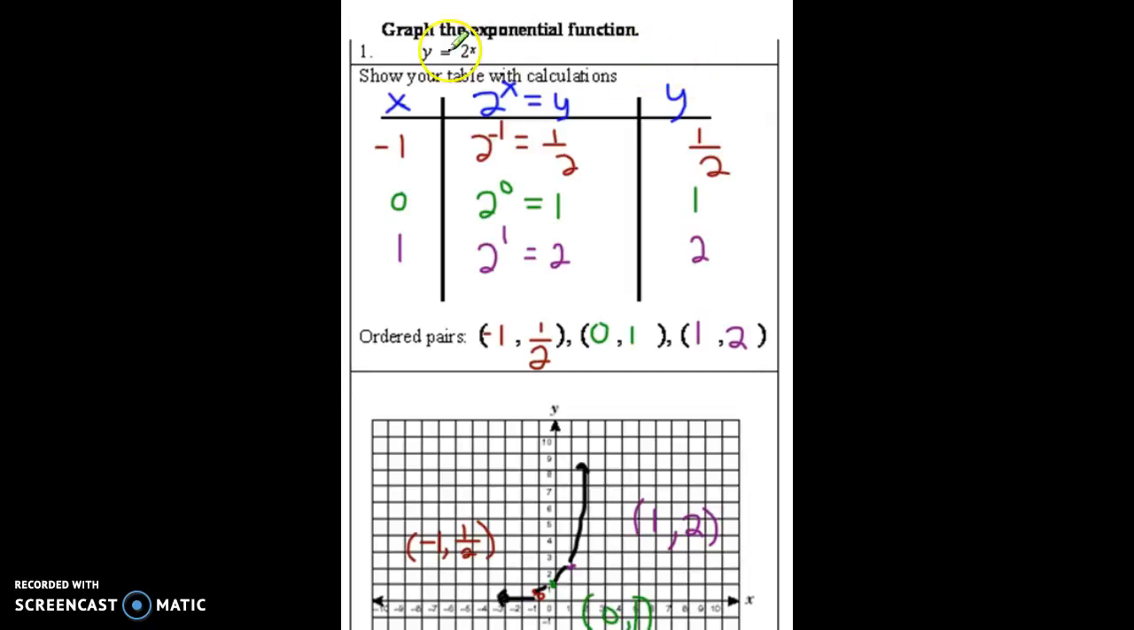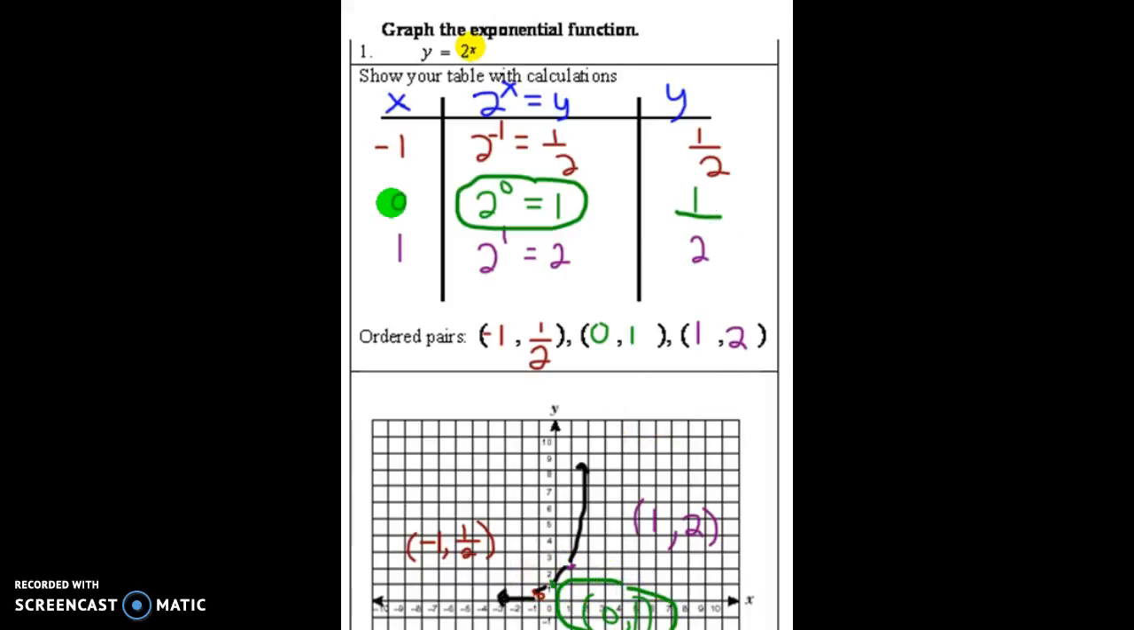In problem number 1, we're going to graph the exponential function. My base is 2, which is more than 1, so I know this is going to be a growth. So I am going to plug in some easy points here. I am going to start with 0. When I plug in 0, I get 1, because anything to the 0 power is 1. So my first ordered pair is 0, 1.